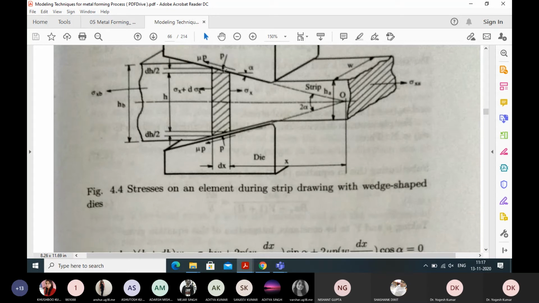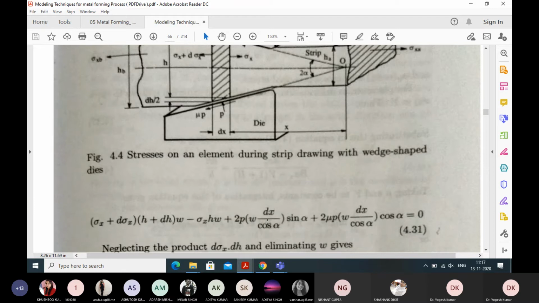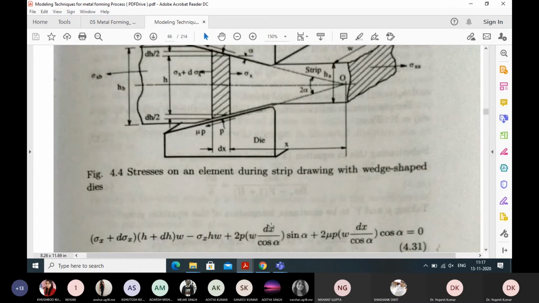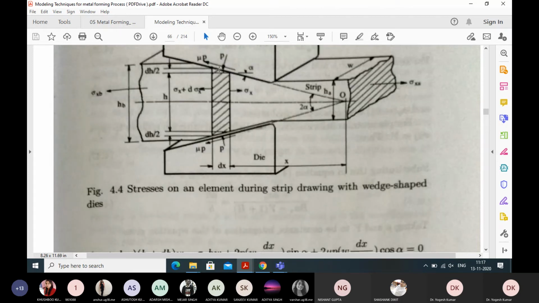Okay, so P is acting at a certain angle, on this particular area. As we calculated, the area was w dx upon cos alpha. So there is no confusion. This area will be w dx upon cos alpha. And if we multiply it by P, this will give the total force acting normally on this surface. So P multiplied by w dx upon cos alpha is the total force acting on this strip.